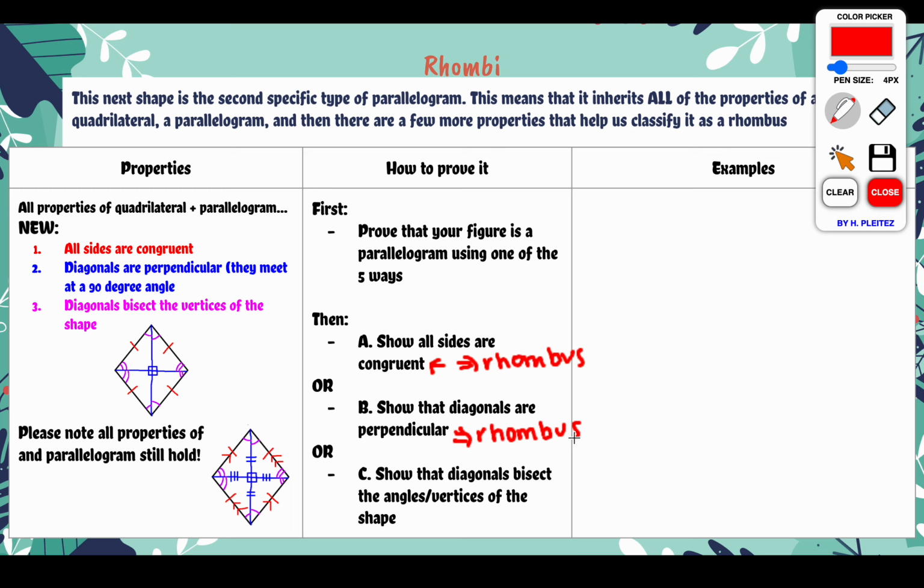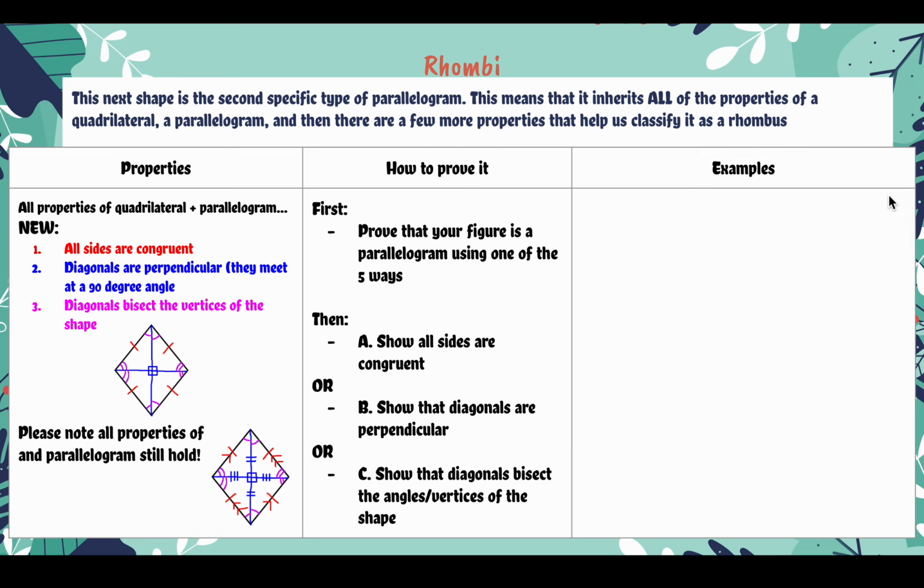And then last but not least, once you prove a parallelogram, the last option is to show that the diagonals are bisecting the angles of the shape, or the vertices of a shape, because in a parallelogram, when the diagonals are bisecting these vertices, we know for sure that it's a rhombus, right?